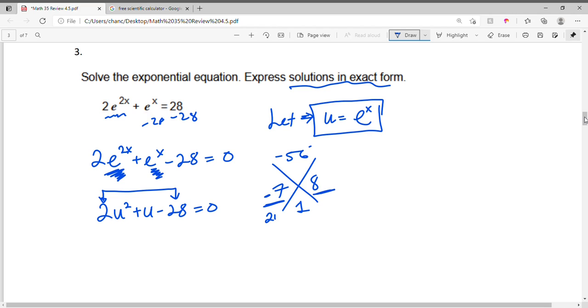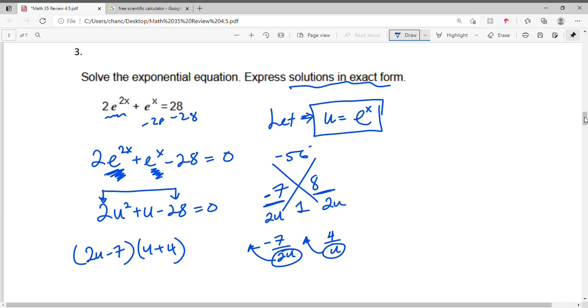This would be a 2u on the bottom and a 2u on the bottom. I can simplify this as negative 7 over 2u. This one simplifies as 4 over u, and using the bottoms up technique for factoring, this is equivalent to 2u minus 7 times u plus 4 equals 0. Solving each of these equations separately, I have u is equal to 7 over 2, or u is equal to negative 4. Now remember, u is equal to e to the x.